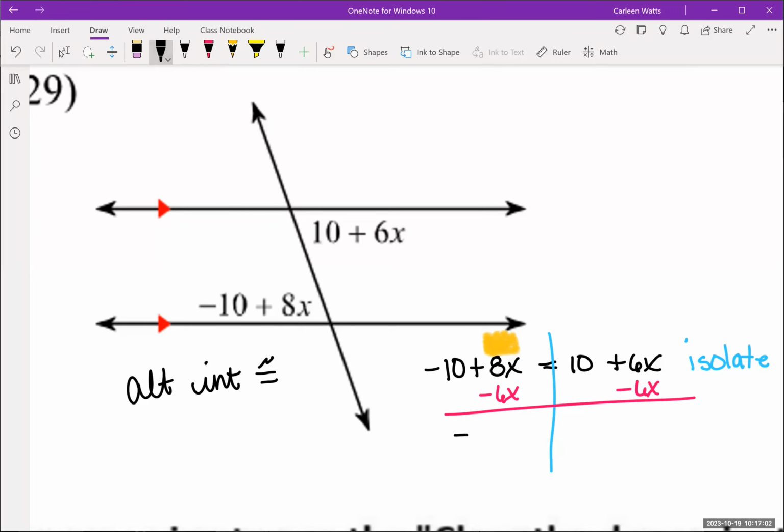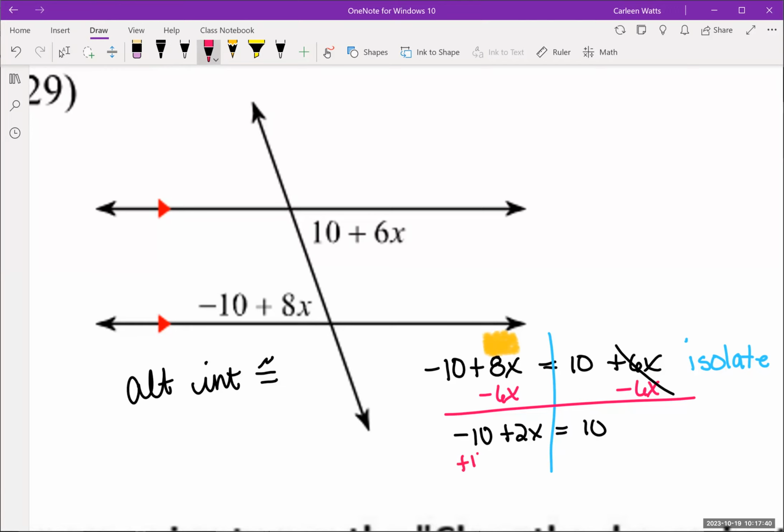Okay, so we have negative 10 plus 2x is equal to 10, and those are gone. Can you see the equation getting more simple? Now, I don't have x's on both sides. I have x's on one side. Okay, next step. Who needs to move? Who is in the wrong room? Okay, so it's a negative 10.